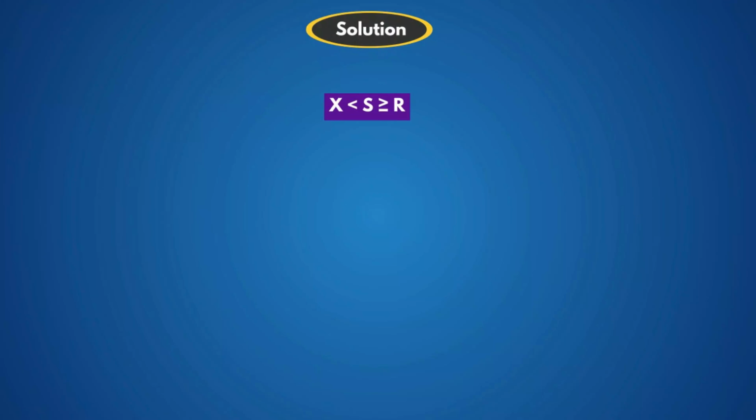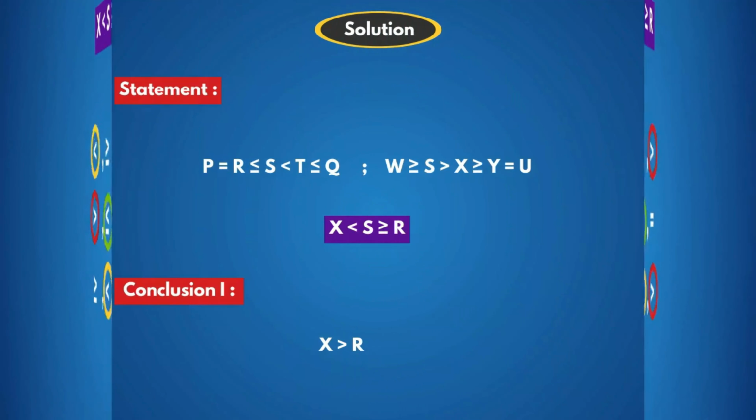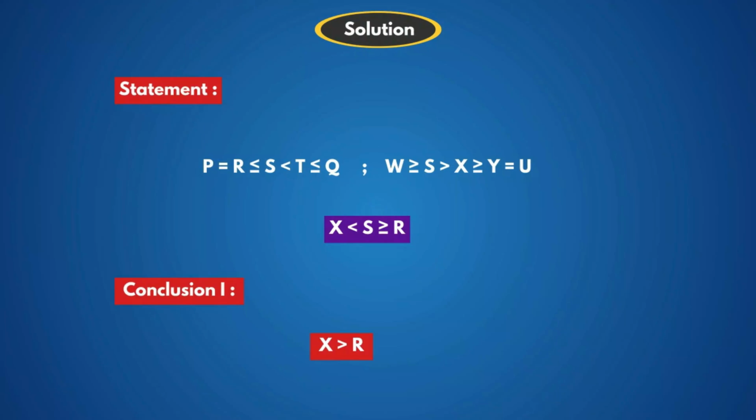Here, we can observe that from X to R, we have these combinations like less than, greater than or equal to. Here in all these combinations, we can observe less than, greater than, less than or equal to combinations. If we get reverse combinations like this in the statement, then the related conclusion will be false. So here, we can't write X greater than R. So conclusion 1 is false.